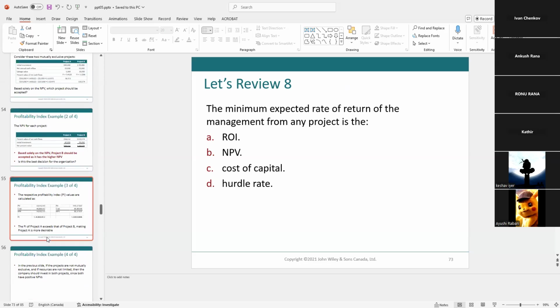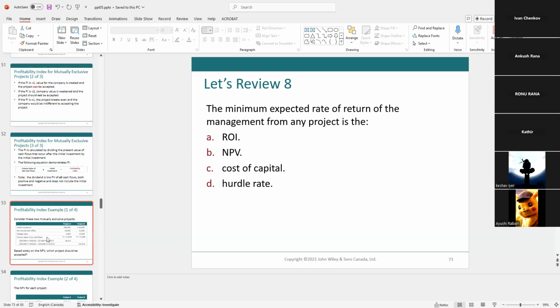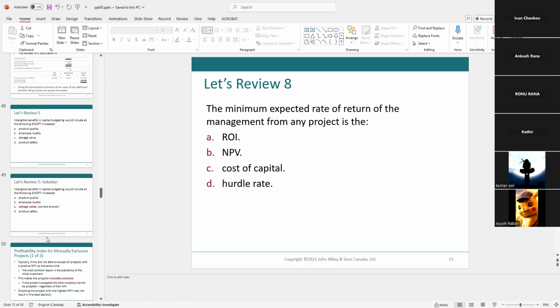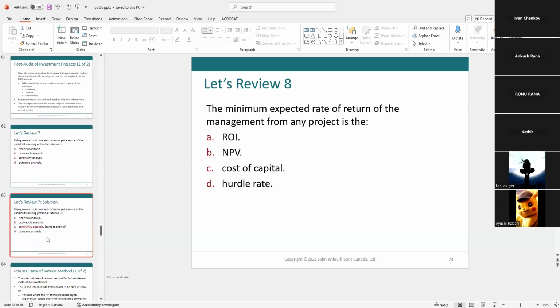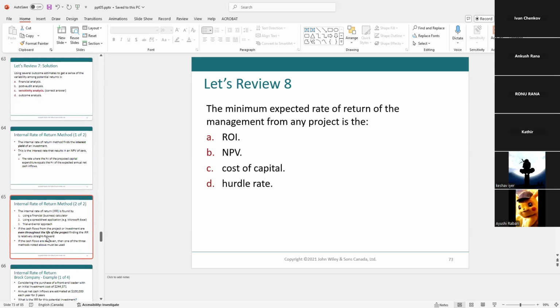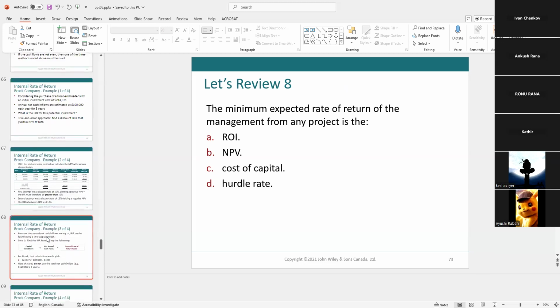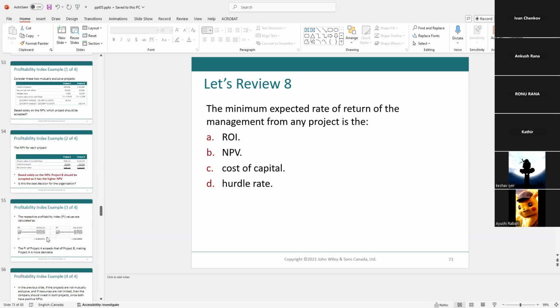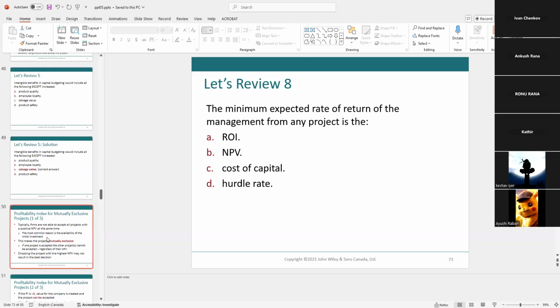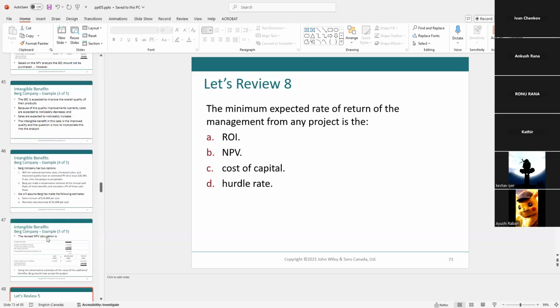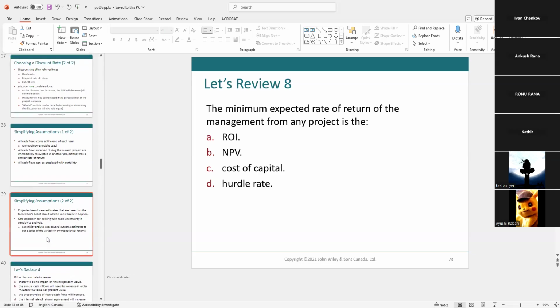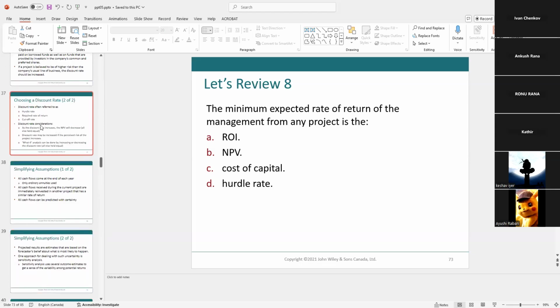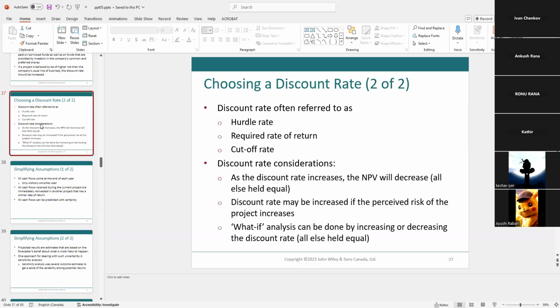What do you think about this question? I'm trying to see the slides where this question was discussed, to see if I can find it faster. But what do you think? Which one is the right one? It's D.